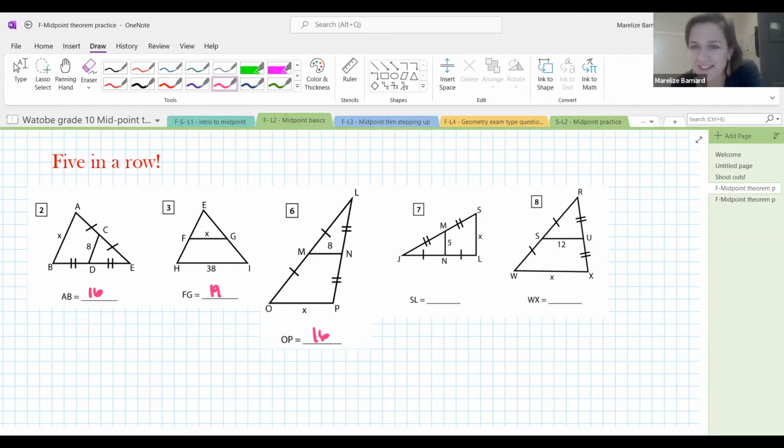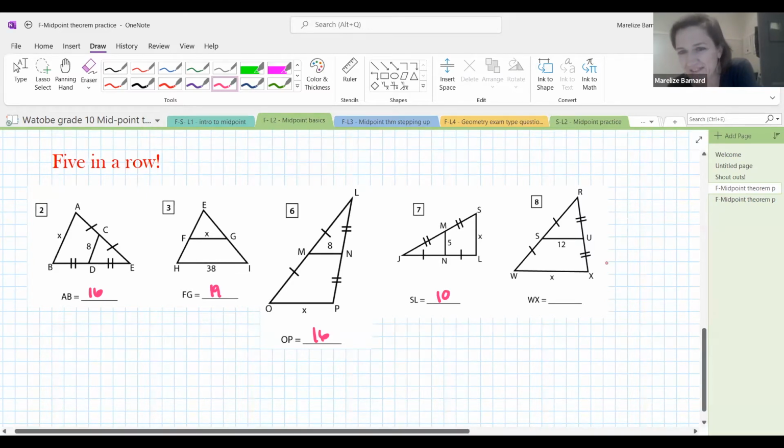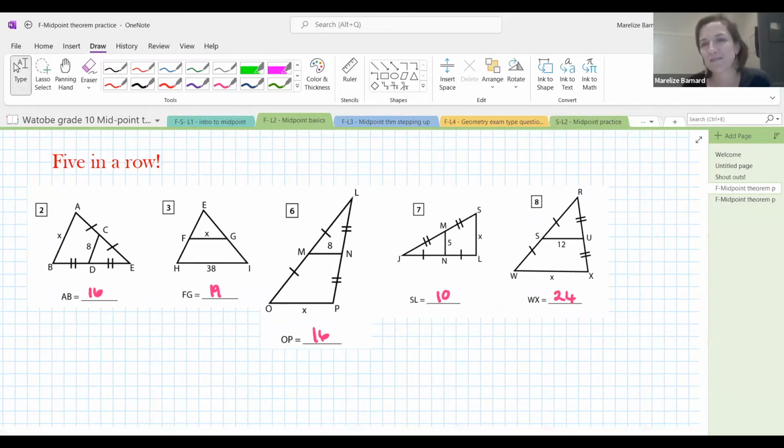And for 7, it is 10. Well done. And for 8, we have 24. Good stuff. Well done, everyone. That was just a fun little thing to make you practice your midpoint theorem. You're going to be so good at it by next week, Thursday, when we are done with the course.